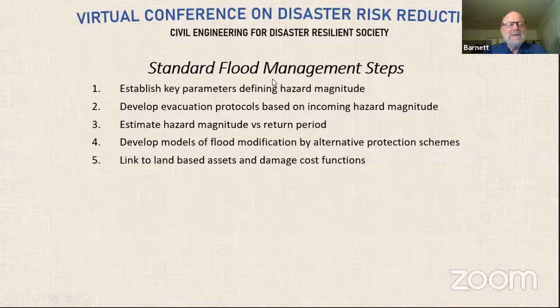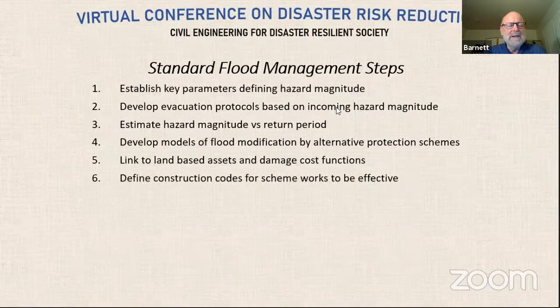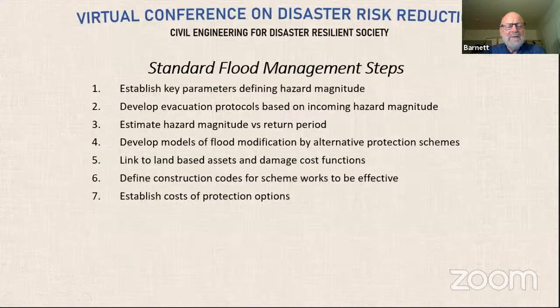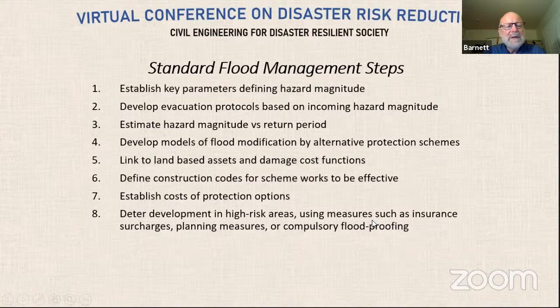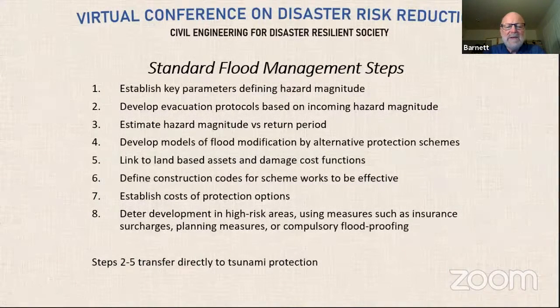We link that to our land-based assets and damage cost functions. Six, we have construction codes for scheme works to be effective. Seven, we establish the cost of protection options. Then we try to deter development in the high-risk areas using measures such as insurance surcharges, planning measures, or compulsory flood proofing.